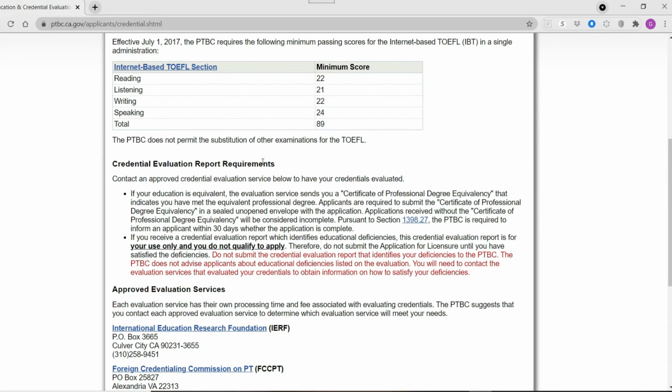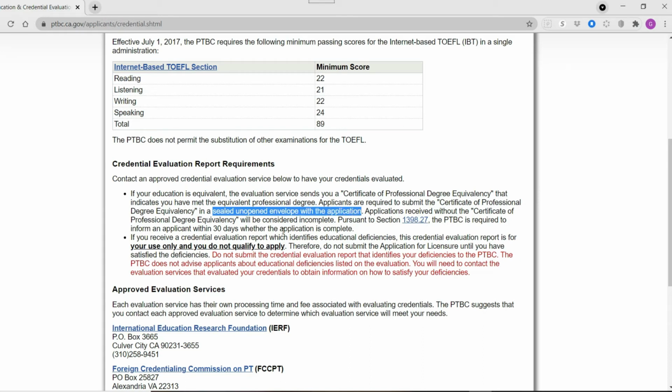So credential evaluation report requirements. Contact an approved credential evaluation service below to have your credentials evaluated. Okay, if your education is equivalent, the evaluation service sends you a certificate of professional degree equivalency that indicates that you have met the equivalent professional degree. Applicants are required to submit the certificate of professional degree equivalency in a sealed and unopened envelope with the application.